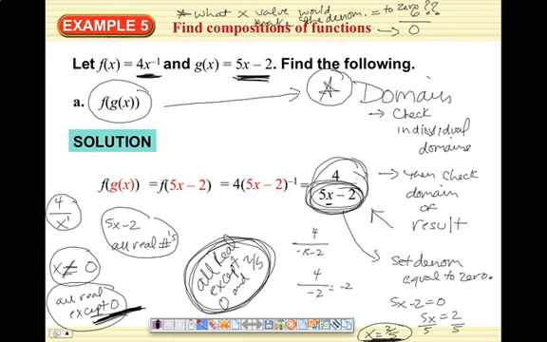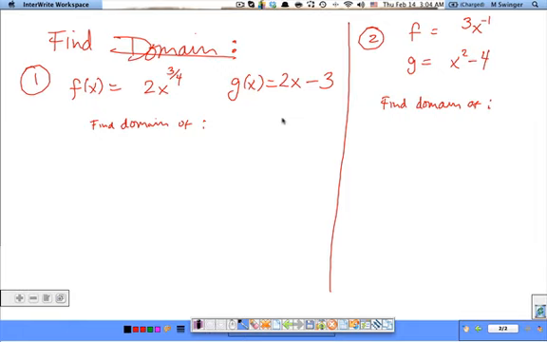Okay, so here's the deal. If you have a denominator, please set it equal to 0 so you can find out what values of x make it equal to 0, so you can exclude them in the end. Okay, so there you go. There's example number 5. To end it off, here are 2 quick examples, just to get some practice for domain.